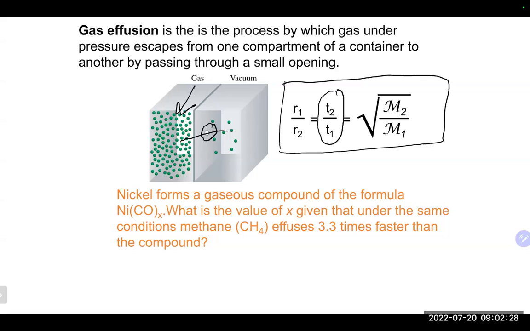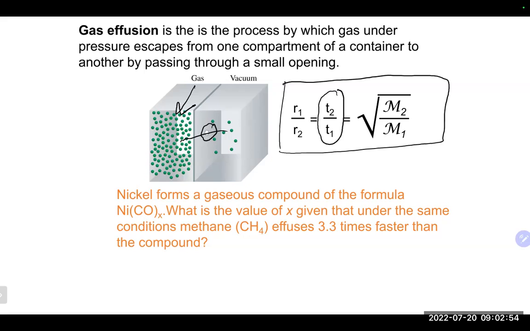So if we look at a problem like what we have here, we have two gases. We have a nickel carbon oxygen type of gas here. And under the same conditions, we see that methane, which is CH4, effuses about 3.3 times faster than this nickel compound.